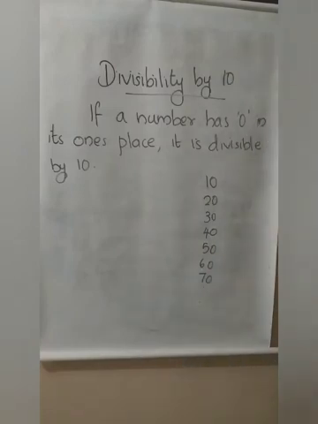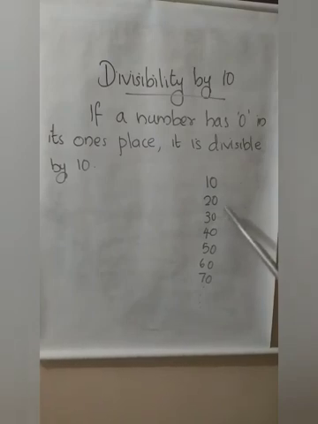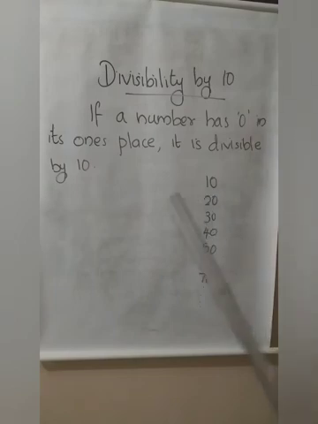It is somewhat similar to the divisibility rule of 5. If a number has 0 in its ones place, it is divisible by 10. If you look at the table of 10, what can you see? 10, 20, 30, 40, 50, 60, 70, etc. What is the unit place here? All 0. So, if a number ends with 0, then you can say that number is divisible by 10. That means only one condition: the ones place should be what? 0. If 5 comes, it won't be, but only 0.